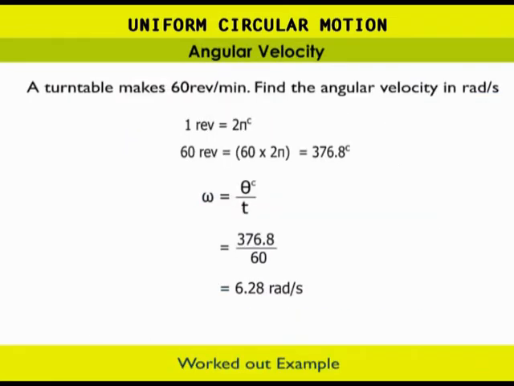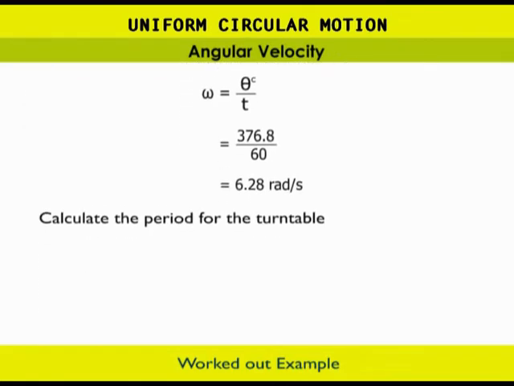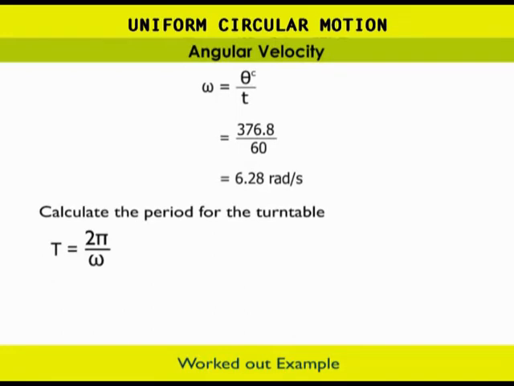And so for this equation in example 1, we can calculate the period for the turntable. Period t is equal to 2 pi over omega, and we found that omega is equal to 6.28 radians per second. If we substitute, period t is equal to 2 times 3.14 over 6.28, giving us 1 second.